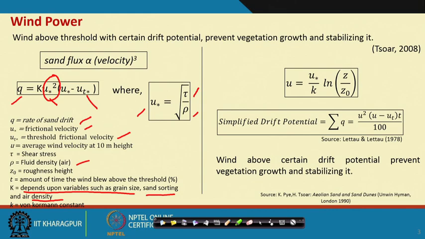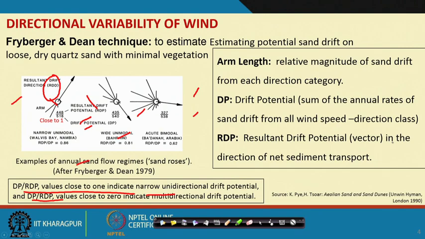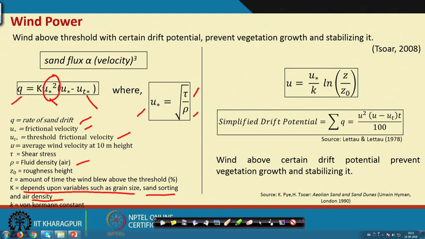We can approximate the sand drift in one particular direction by this equation, which is given by Lettau, 1978. The quantity of sand drift in one particular direction is given by u squared multiplied by u minus u t, multiplied by t divided by 100. Here u is the wind velocity measured at 10 meter height, and it can be calculated as the frictional velocity divided by k, into the natural log of the ratio between z and z 0. Here z is any height and z 0 is the roughness height. And t is the percentage amount of time during which the wind is above the threshold.